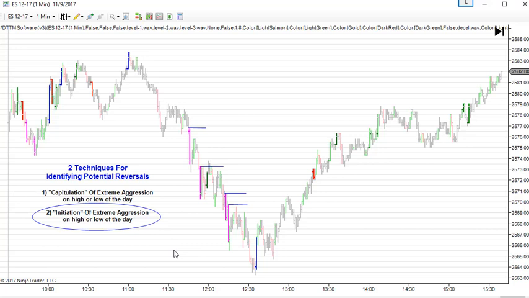Okay, and this would be a case where the other side comes in. Let's say that we're on the low of the day and we have some extreme buying aggression show up, or let's say we're on the high of the day and we have some extreme selling aggression come in. Now we had that example today down here. It's basically the low, 2 ticks from the low of the day.